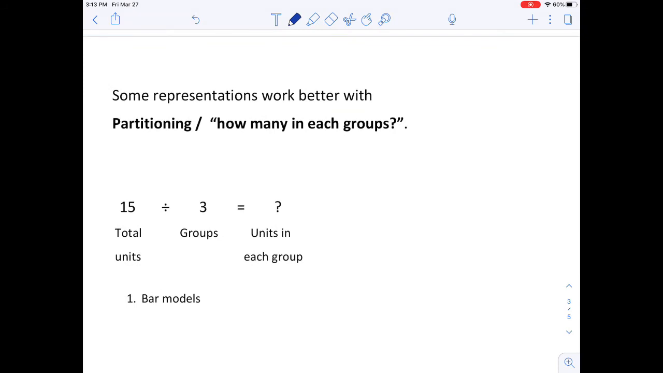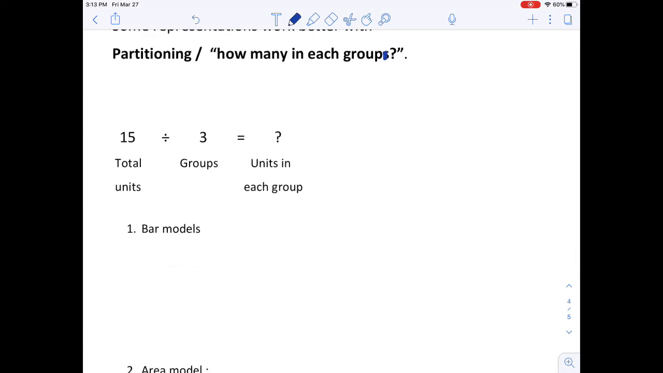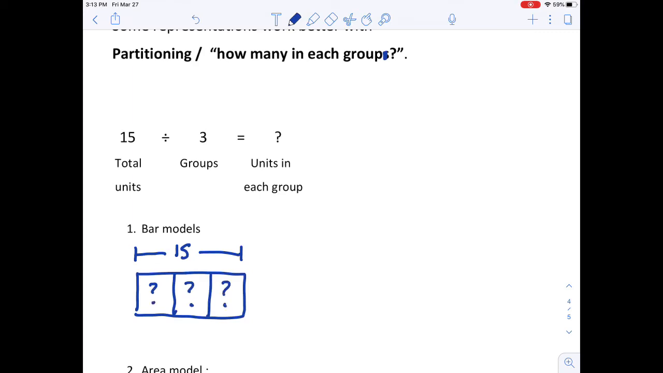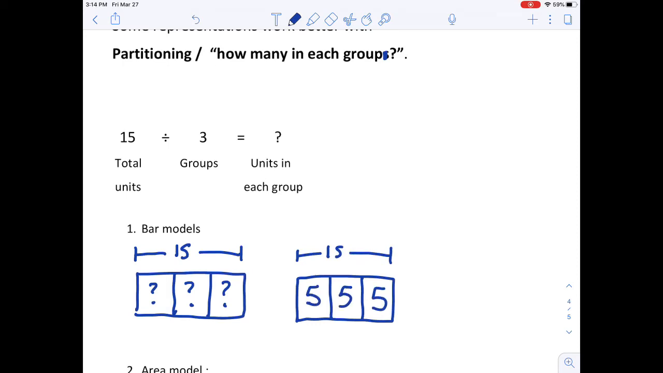All right, let's switch gears to the partitioning model, or the how many in each group. So bar models can be helpful, especially with big numbers. In this case, I would think about sum total 15 divided into 3 equal groups, and I'm trying to find out the value of each group. So once I know my division facts, rather than drawing out 15 objects, I can instead just think of this as 3 equal groups of 5. So how many are in each group? We have 5 in each group.